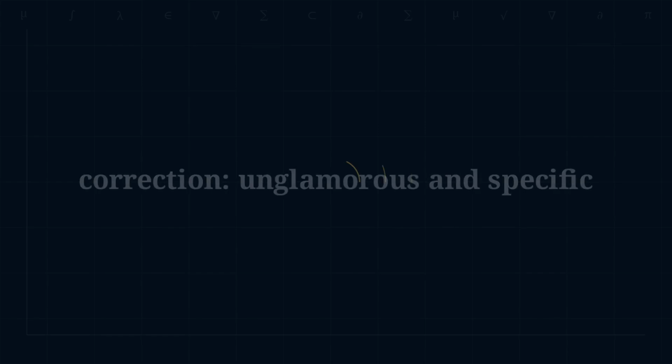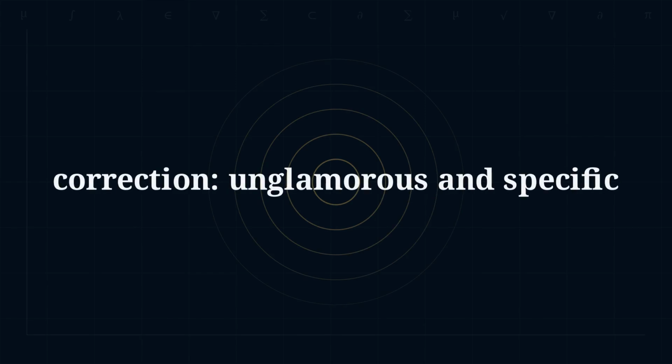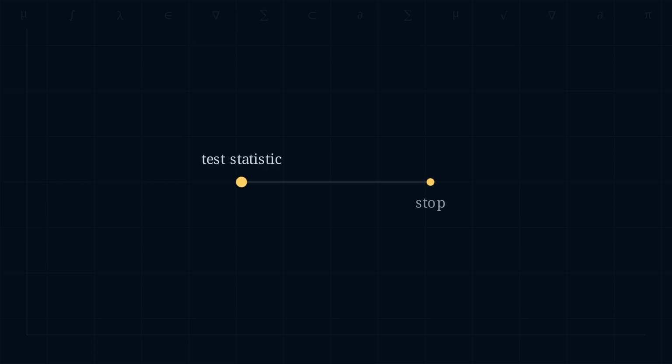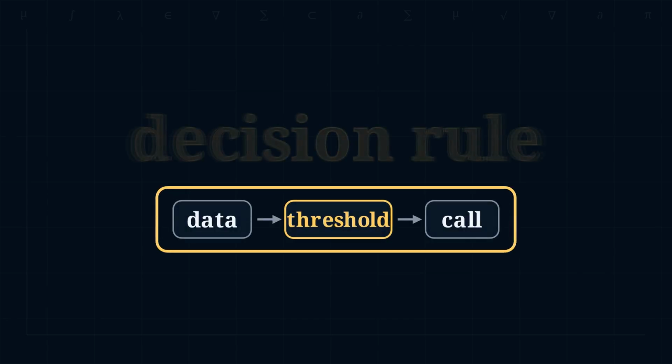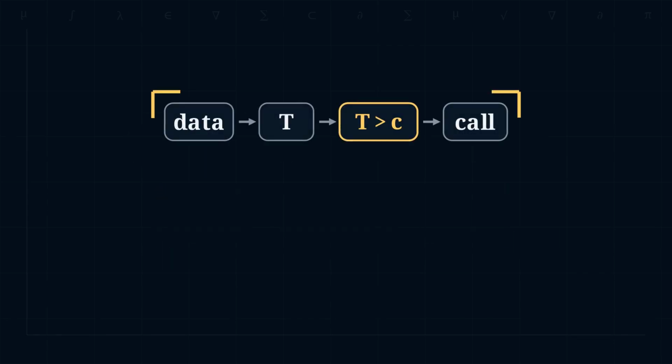The correction is unglamorous and specific. Write down the baseline story before you look, pick a test statistic that matches the effect you care about, decide when you will stop, and define the rule you will use to make a call. Then follow it. You will notice I'm talking like this is a decision rule rather than a proof engine, and that is the right frame.